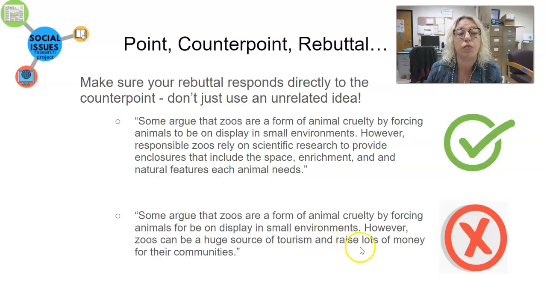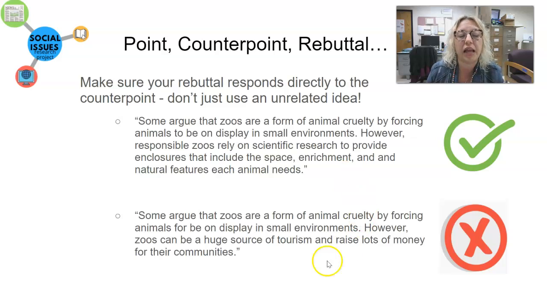All right, so make sure your rebuttal responds directly to the counterpoint. Don't just use an unrelated idea. That's not going to persuade anyone. For example, here's what you want to do. Some argue that zoos are a form of animal cruelty by forcing animals to be on display in small environments. However, responsible zoos rely on scientific research to provide enclosures that include the space, enrichment, and natural features each animal needs.